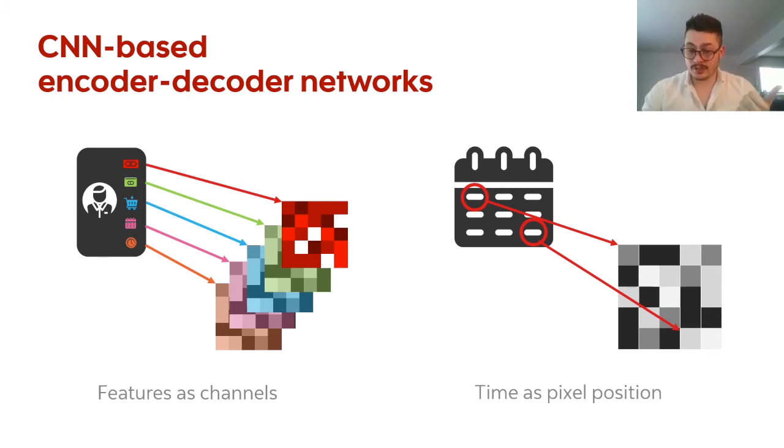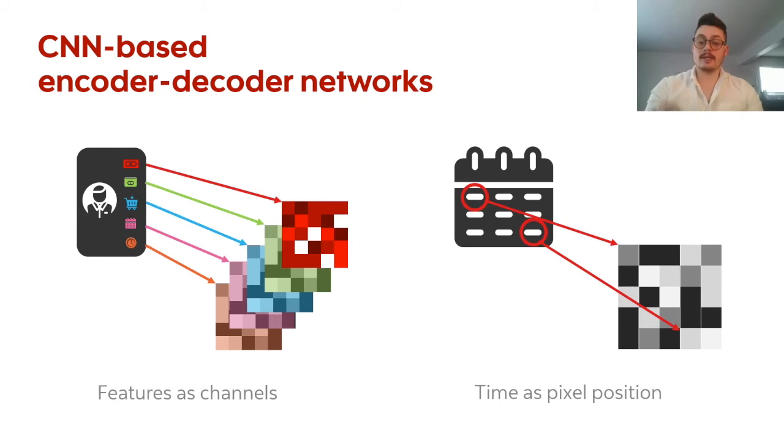Hence, we have features as channels. The second key point is we use the time of the transaction as the pixel position in the image. So for instance, a transaction that happens on January 1st will be the very first pixel on the image, and a transaction that happens on December 31st will go as the last pixel of the image. So far so good. Hence we now have a transaction to image.